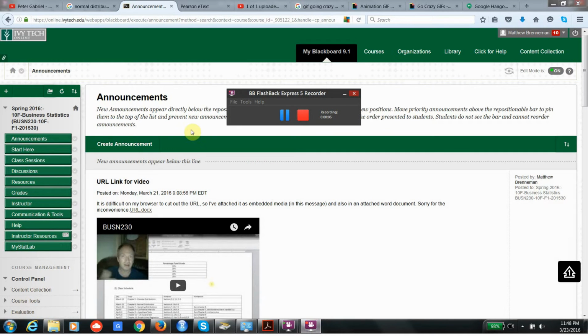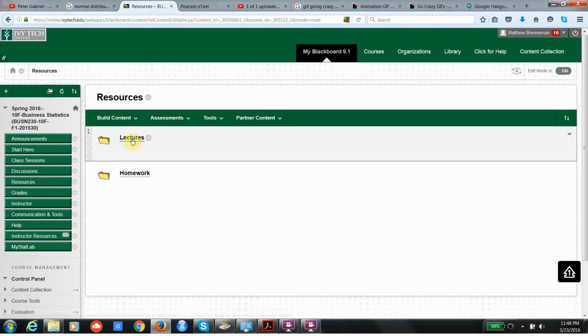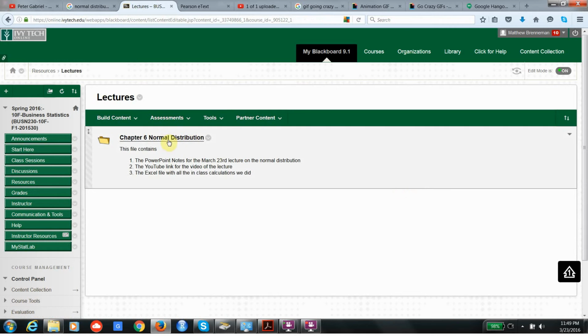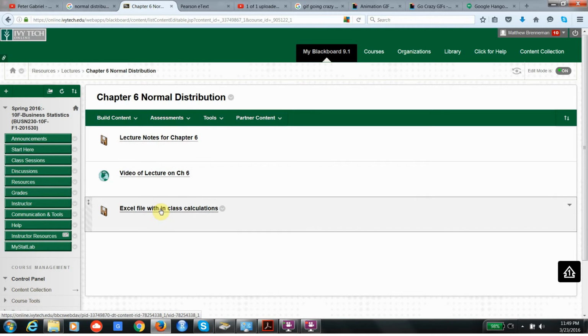Okay, so let me show you where everything is here briefly. I'm going to try to put everything under resources. And so this will be the folder for the lectures. This is the folder for today's lecture. It has the PowerPoint notes. It has a YouTube link that contains the video for the lecture today and also the Excel file for all the calculations we did in class. So if you click on that, okay, there's the lecture notes, there's the video for the lecture today, and there are all the calculations we did with Excel.